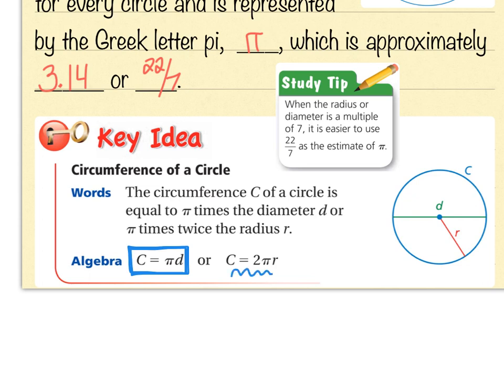And so this formula comes from the fact that if you do the radius and times it by 2, that gives you the diameter. So really these formulas are exactly the same. I'm just going to make sure that if they give us the diameter, that's what we use. And if they give us the radius, that we multiply it by 2 so that we can have the diameter, and then we'll use that.